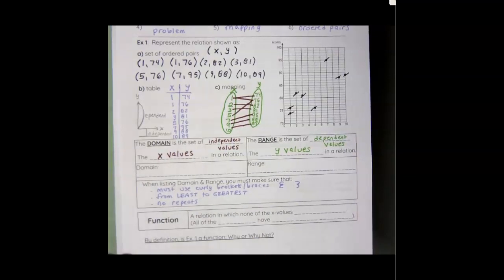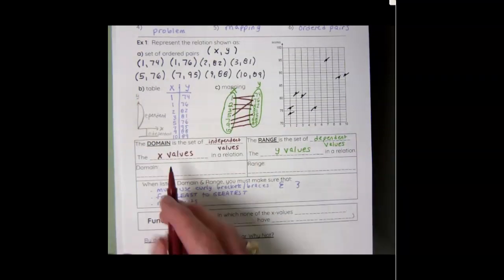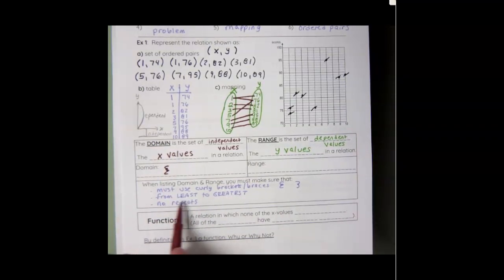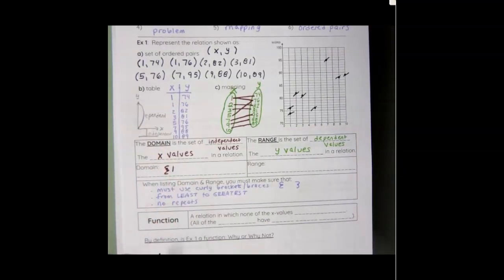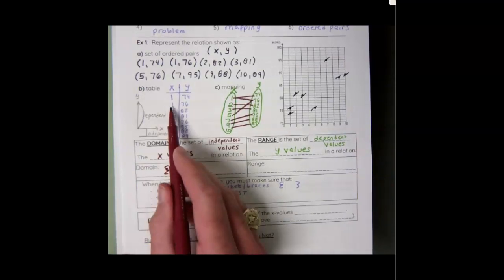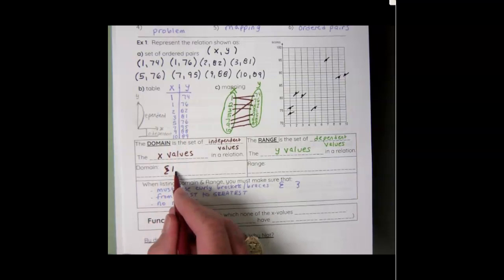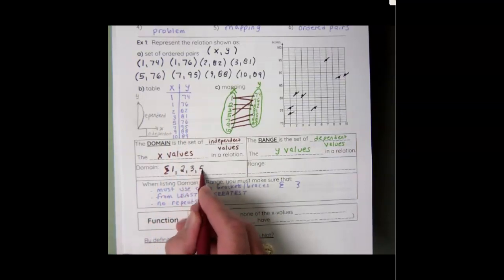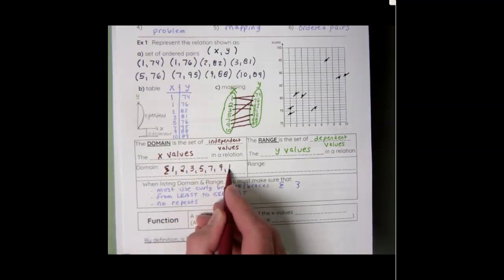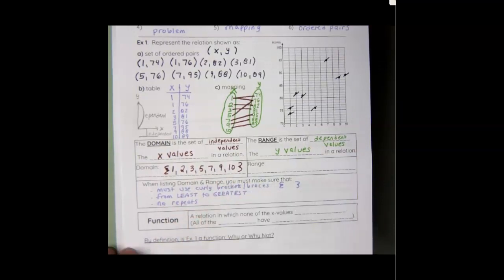So the domain of example 1, you would start out with your curly brackets because that's rule number 1. Rule number 2, it says from least to greatest. So our lowest number is 1. Lowest x value is 1. But it says we can't repeat. So we can't write number 1 again. We have to skip that one and write 2, 3, 5, 7, 9, 10. That is our domain for example 1.